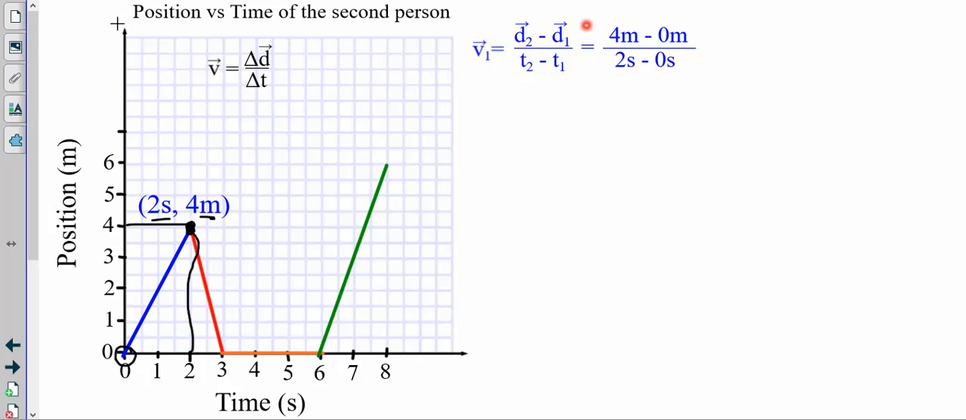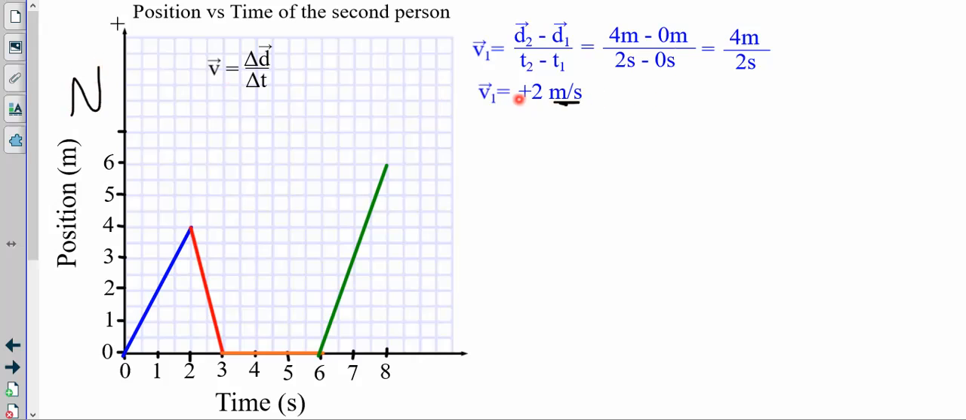Plug that into your actual equation, d2 minus d1. So this should be nice and simple: 4 divided by 2, because we can more or less ignore those zeros. So 4 divided by 2 is going to give us 2 meters per second. So again, the units here have to stick around. They're not going anywhere. And because we got a positive value, that implies that we are, of course, moving north. So I'm just going to leave it as a positive 2 rather than call it 2 meters per second north. So moving forward.